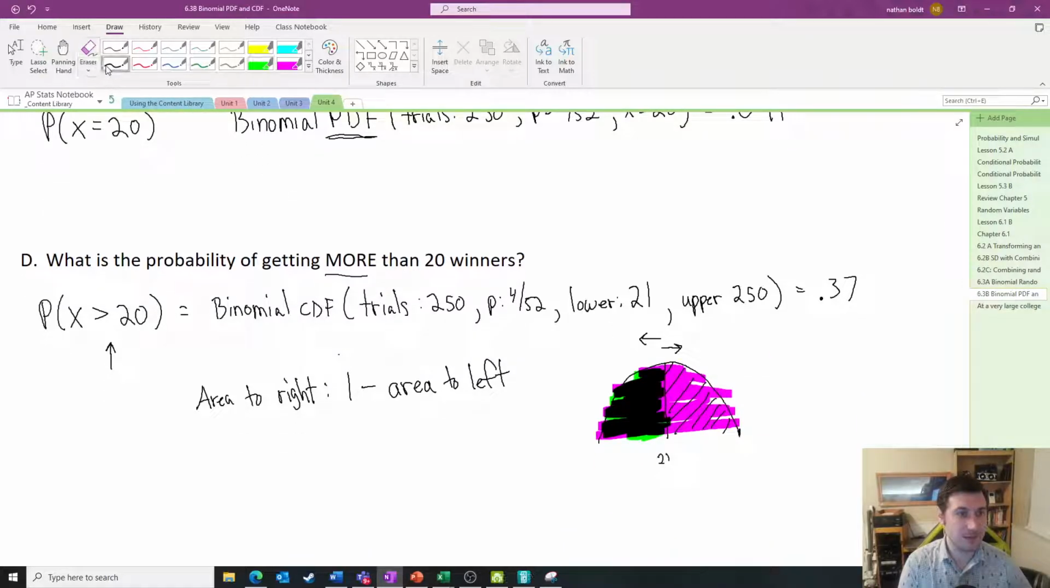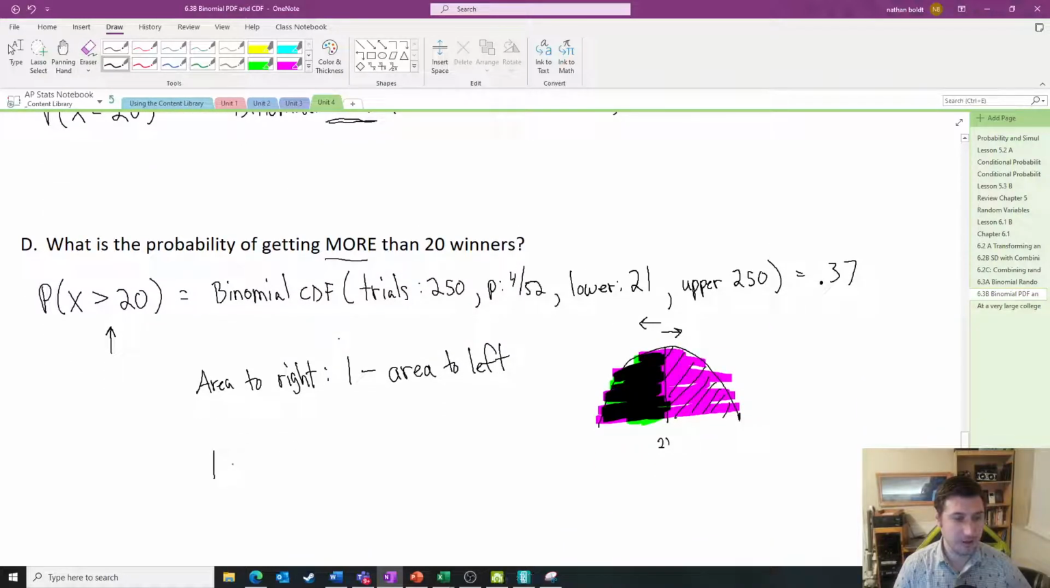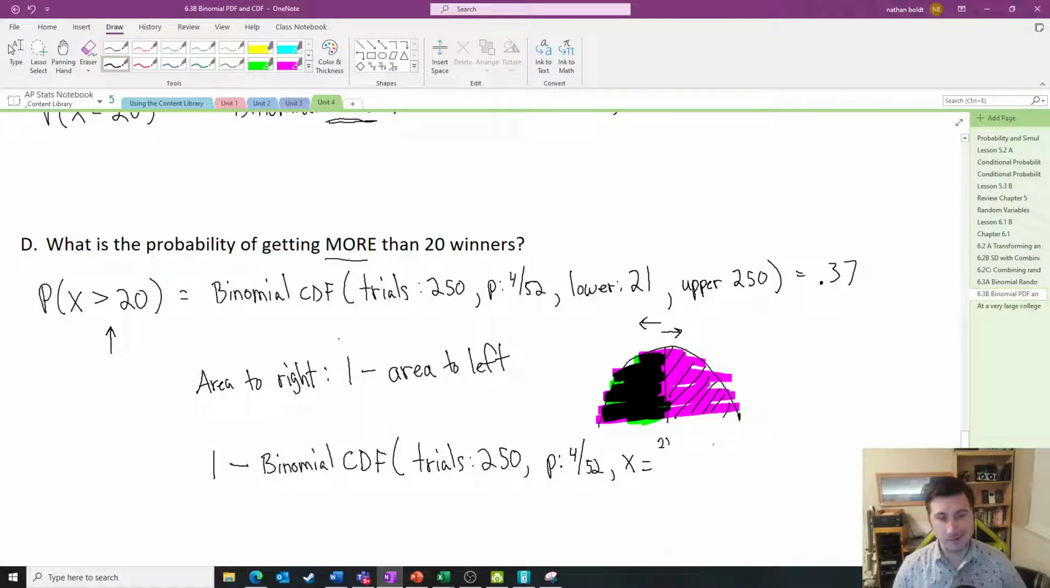So what we have to do with an 84 is do 1 minus the binomial CDF, trials 250, probability 4 out of 52. Now we don't do a lower and a higher, because it always does the area to the left. And so we are going to do x equals, now here's the tricky part, 20.